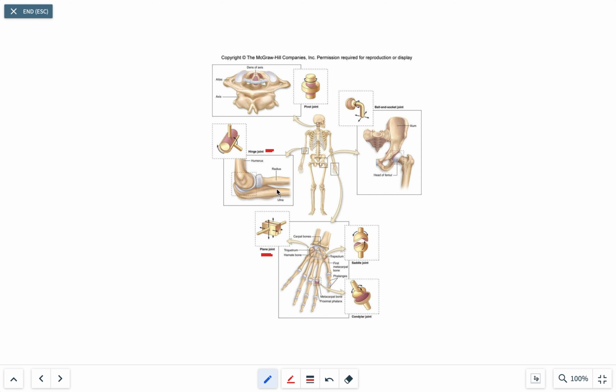The next one will be the pivot joint. The primary area we see a pivot joint is between C1, which is called the atlas, and C2, which is called the axis. When we're turning the head left and right, the C2 is going to stay mostly stationary, and it's going to have the dens of its axis, and we're going to see C1 rotating on top of C2. So it has motion primarily in one singular plane called a rotation.